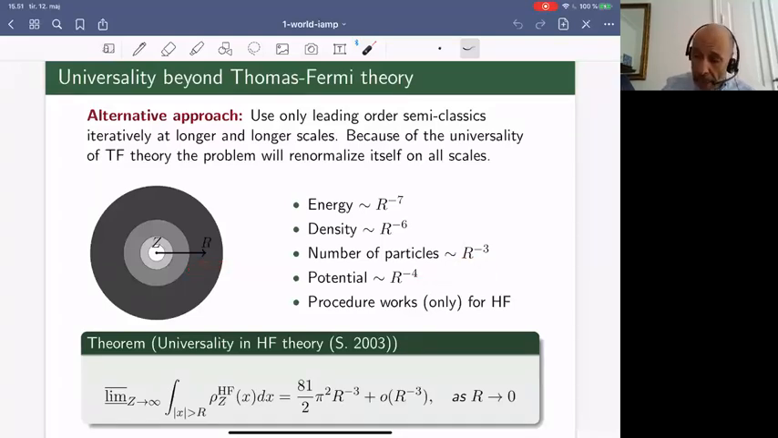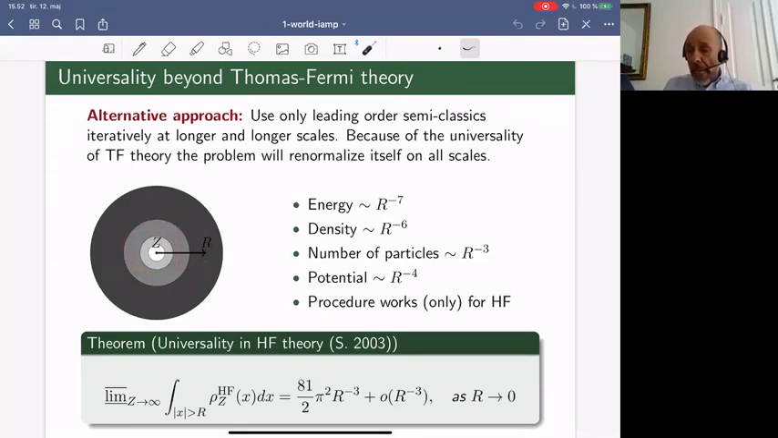So I start inside doing Thomas-Fermi theory. Then I move to a slightly larger scale and again do leading order semi-classics. Then I go to a larger scale again, do leading order semi-classics. At every single scale, I try to understand what the density is in a way that will allow me to control the interaction with the outside, because I know enough about the inside by the leading order semi-classics I did.